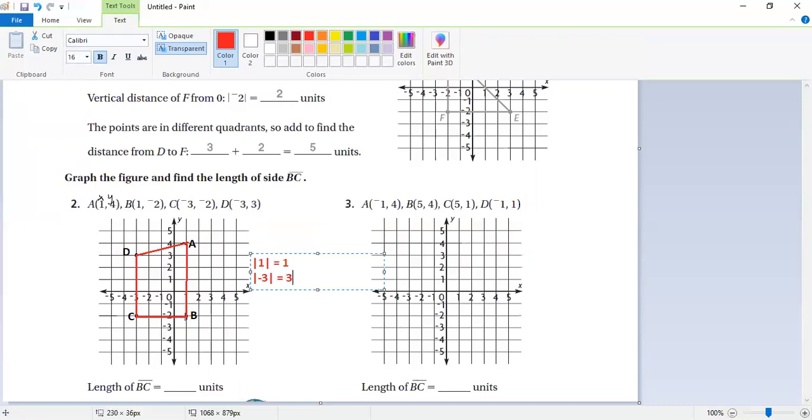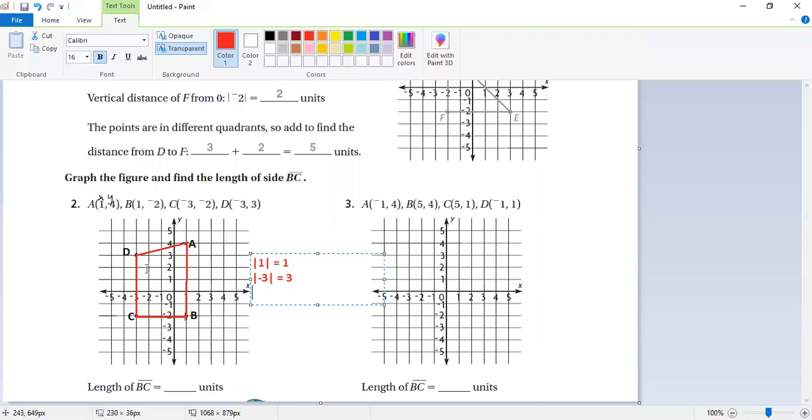It's going to be 3. Now, remember on Thursday we learned that if they are on different quadrants, see, B is in quadrant 4 and C is in quadrant 3. So if they are in different quadrants, we need to add them.